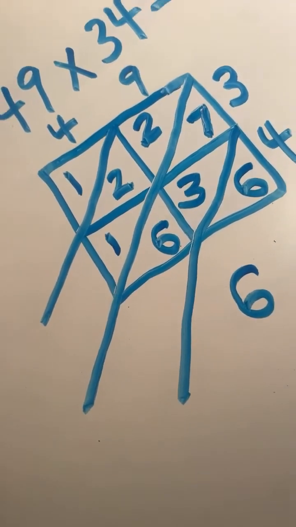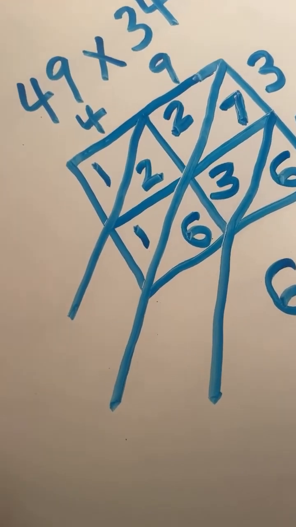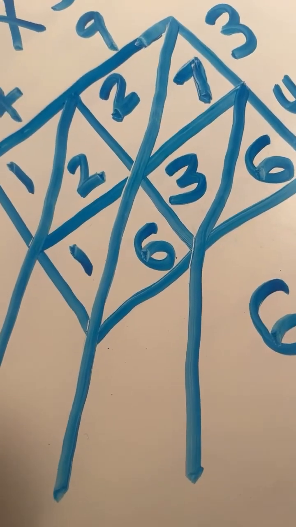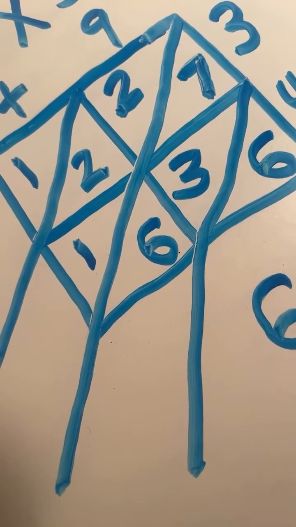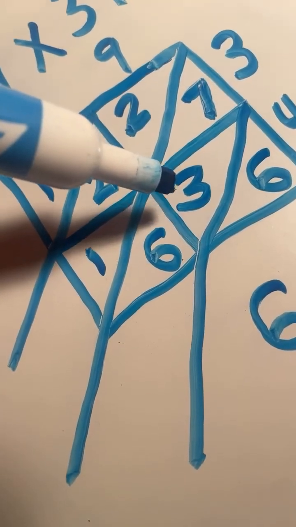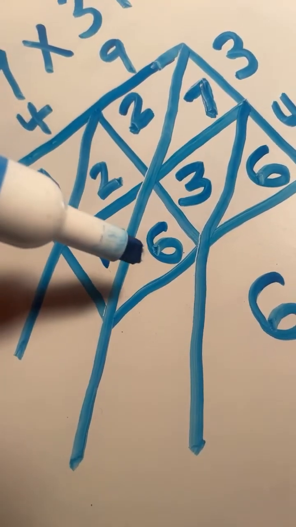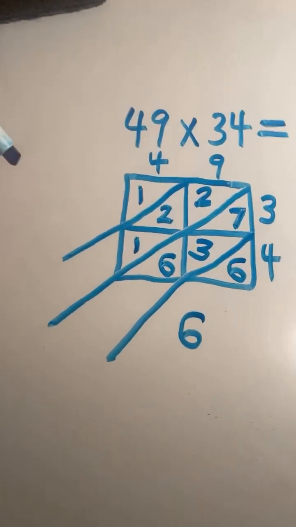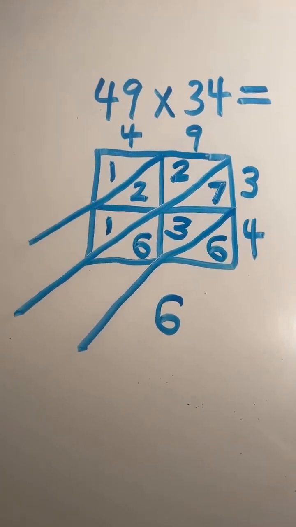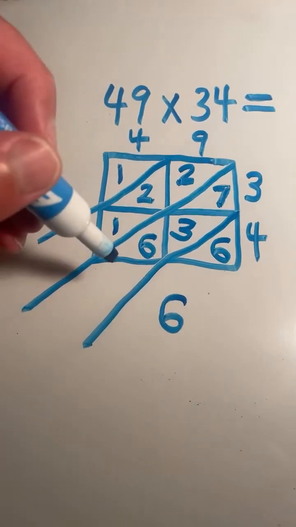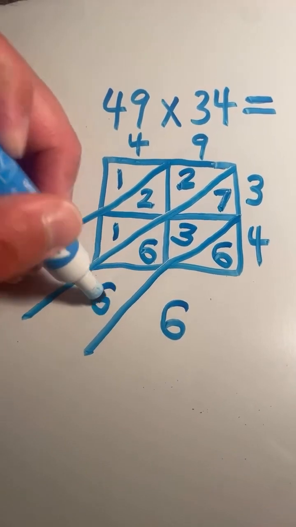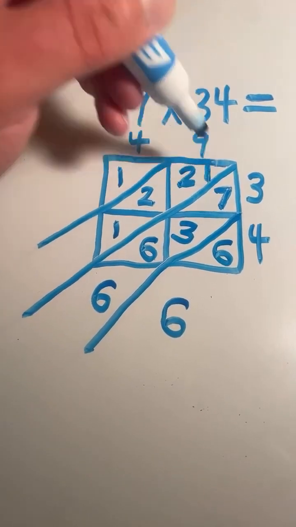Now looking at the diagonal lines that represent the tens place, the 3 numbers in between the diagonal lines are 7, 3, and 6. So those are the numbers we have to add together. 7 plus 3 equals 10, plus 6 equals 16. Now because our sum here is more than 10, we have to regroup. So the 6 in 16 goes in the tens place. The 1 in 16 gets carried over to the hundreds place.